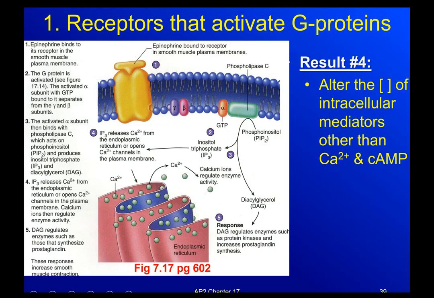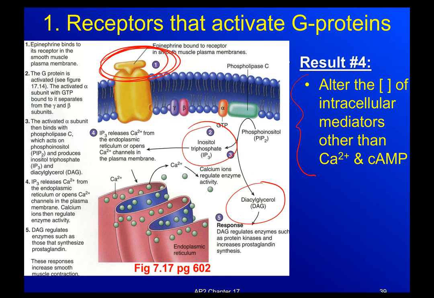Now, the fourth result. It can actually alter the concentration of intracellular mediators other than calcium and cGMP. So it can actually cause the creation of certain molecules that control things inside the cell. Okay, so those are the G protein options. You have 4 options. These are all water-soluble hormones. How do I know? Because all of their binding sites are outside of the cell.